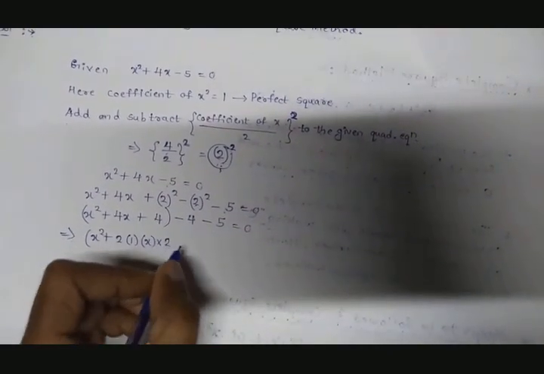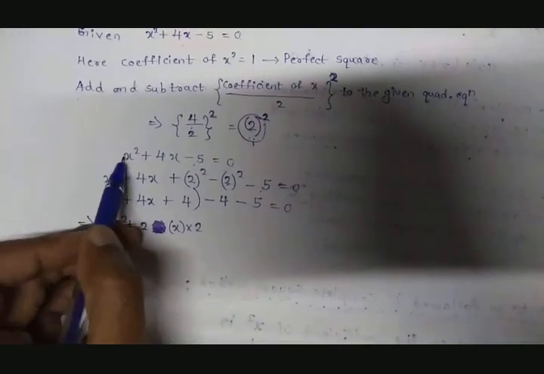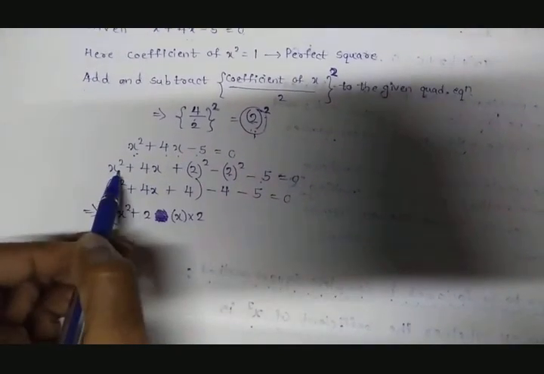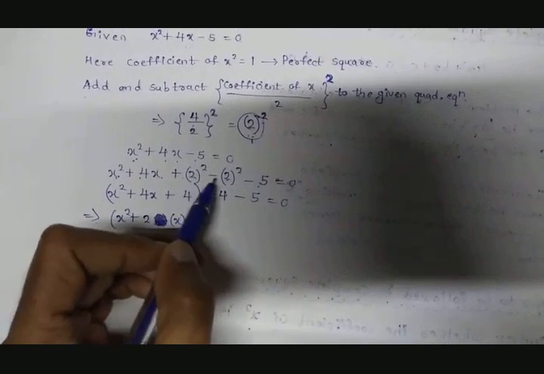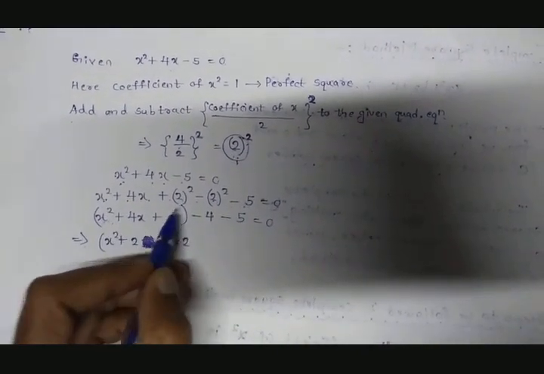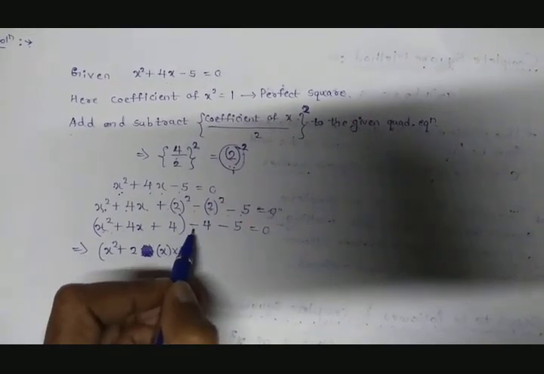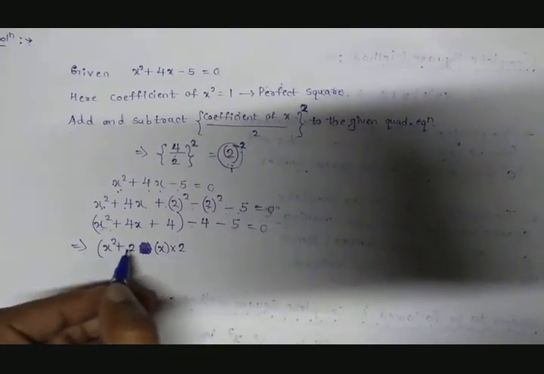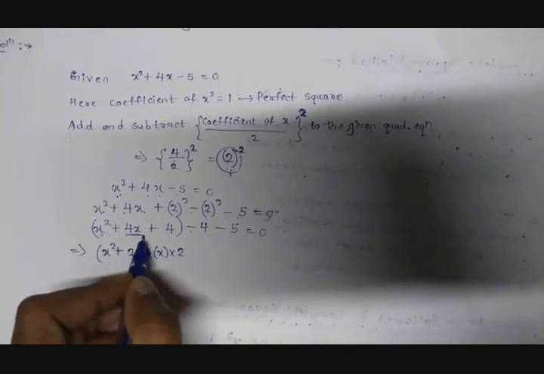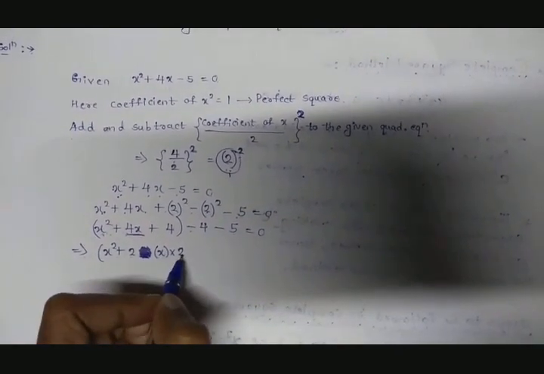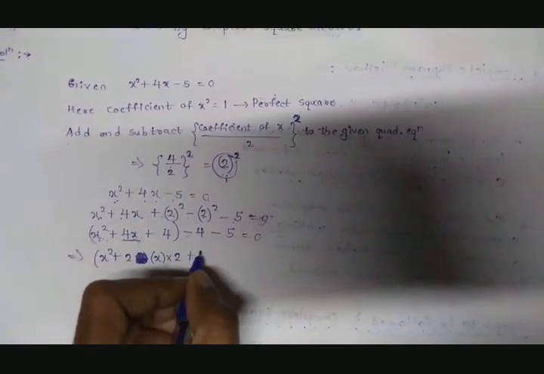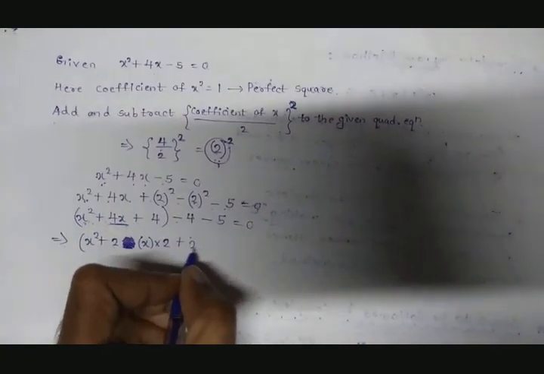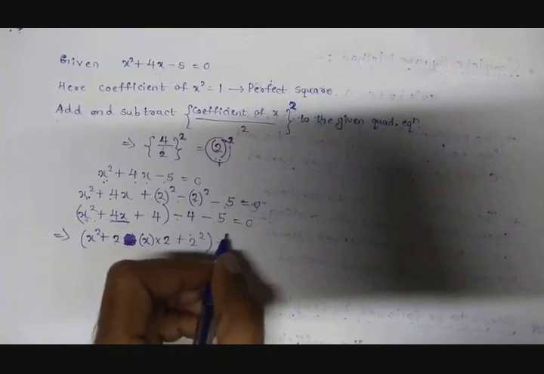So now they have given x square plus 4x minus 5. We will write it as x square plus 4x plus 2 whole square minus 2 whole square minus 5 equals 0. So we have now acquired x square plus 4x plus 4. I have taken this in a separate bracket, minus 4 minus 5 as it is. So instead of writing 4x, I will write it as x square plus 2 into x into 2, which is nothing but 4x, plus instead of 4 I will write 2 square, minus 4 and minus 5 is minus 9, which equals 0.